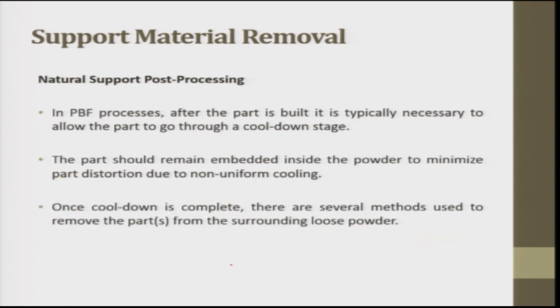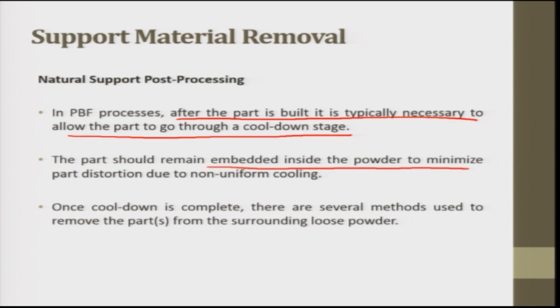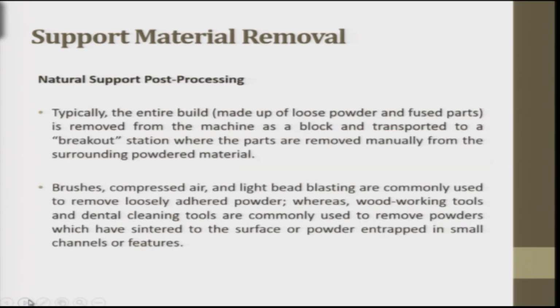Now, in the powder bed fusion process, after the part is built, it is typically necessary to allow the part to go through a cool down stage. The part should remain embedded inside the powder to minimize part distortion due to non-uniform cooling. The cool down time is dependent upon the build material and the size of the other parts. Once cool down is complete, there are several methods used to remove the parts from the surrounding loose powder. These methods can be all different. They can be vibratory methods or manual powder removal.